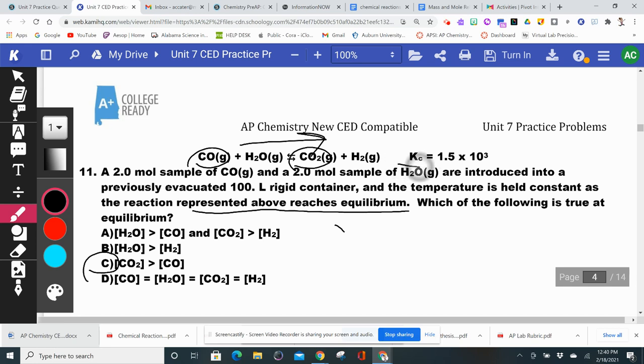Because with that being such a high number, it's definitely going to go to the right. And I think that's what they wanted you to recognize, is that you're not currently at equilibrium. And so since you're not at equilibrium, you are going to form products. And that's what they wanted you to see.